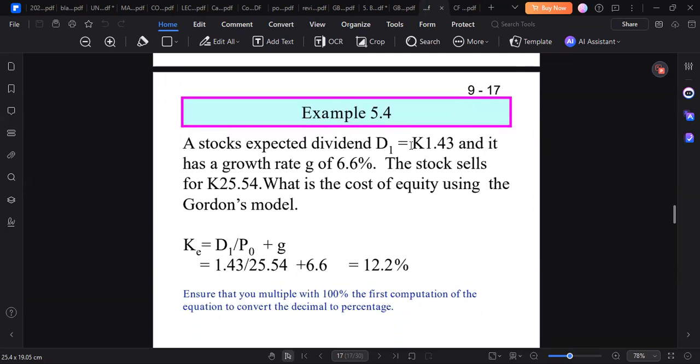If we are given a dividend D1 at 1.43 and the growth rate is 6.6% and the stock is selling for 25.54, what is the cost of equity in Gordon's model? So D1 is 1.43 over the selling price of stock 25.54 plus 6.6%, we get what? 12.12. So this is using Gordon's model. You need to master this. You notice that both methods give us the same answer, reassuring us that this can give us the same, but it's not always the case in real life, and this is just for illustration purposes.